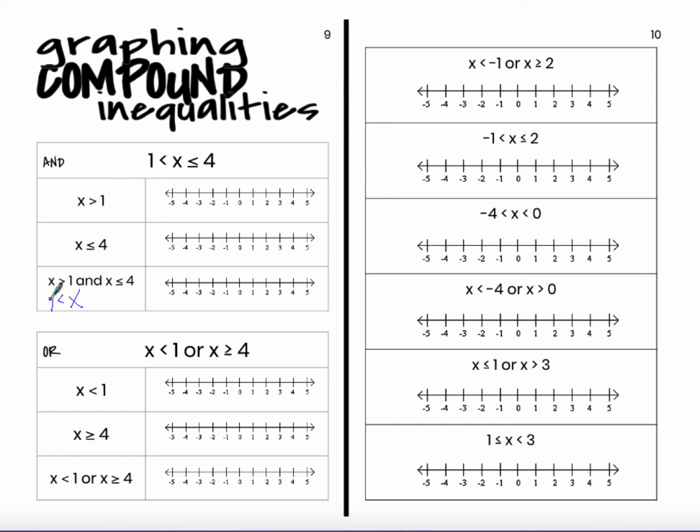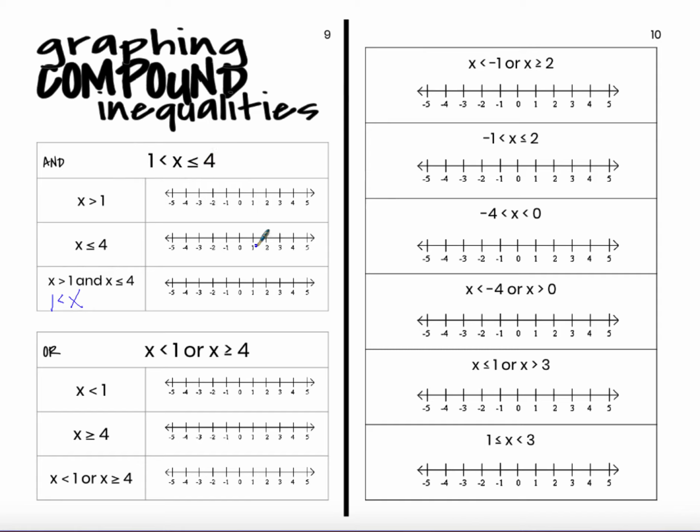X is greater than 1 is equivalent to 1 is less than x, and x is less than or equal to 4. We are never going to write our final answer for a compound inequality with the word AND. We will always rewrite it with the variable in the middle, stating this greater than statement, x is greater than 1, followed by the less than statement, x is less than or equal to 4.